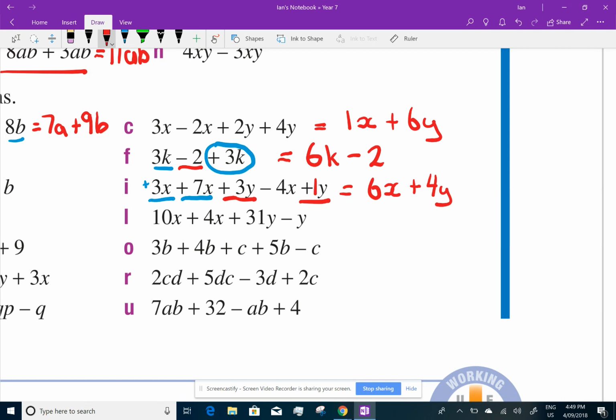Now, if you're good and you're getting these, you go and do the ones yourself. I'm going to finish off this column. You can go and have a go and then come back. So press pause if you want.